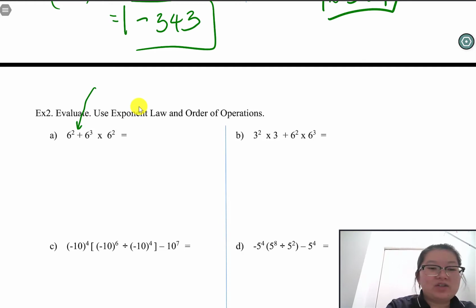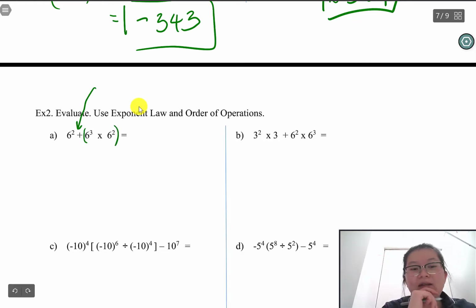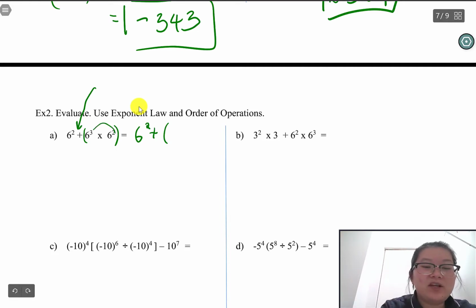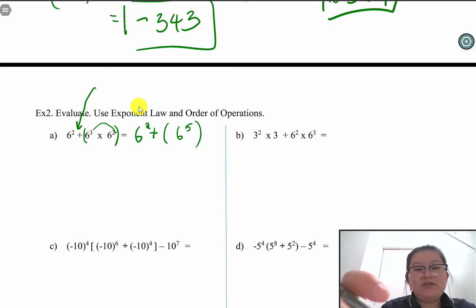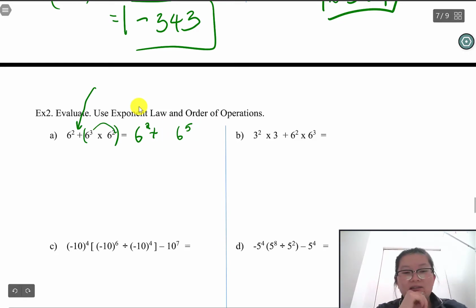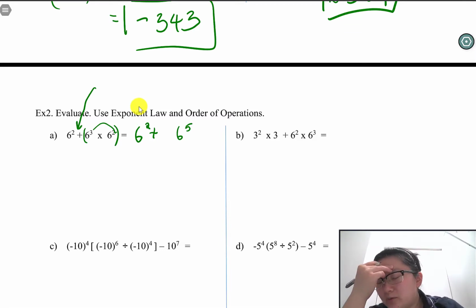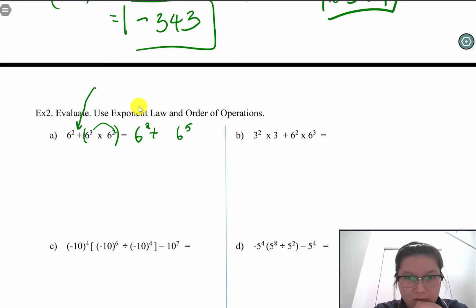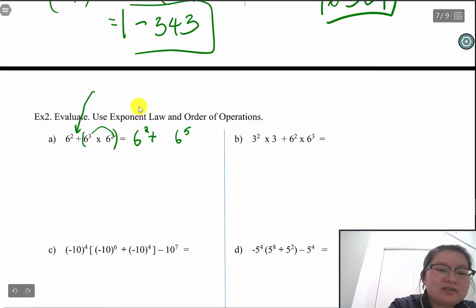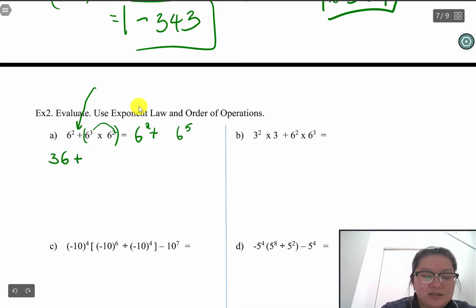So let's do the multiplication first. Using our exponent laws, we know that that's going to give us 6 to the power 2 plus 6 to the power 3 times 6 to the power 2. We add up their exponents. 3 plus 2 gives us 5. And if you don't want the brackets, then that's fine as well. So in this case, you would just put this in your calculator and add up the two numbers. So 6 to the power 2 gives us 36 plus 6 to the power 5.